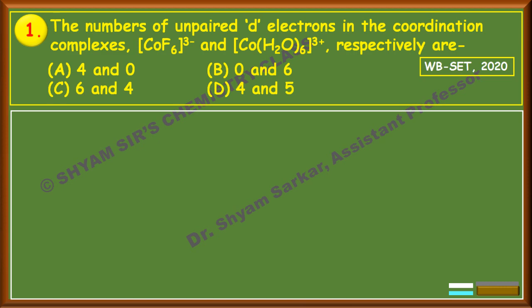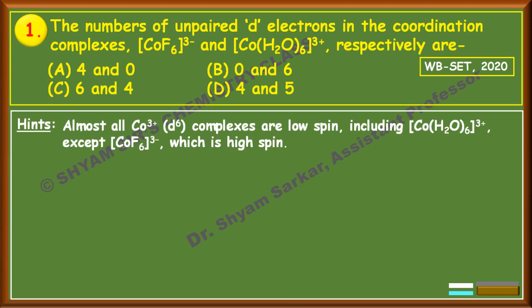The number of unpaired d electrons in the coordination complexes [CoF6]3- and [Co(H2O)6]3+ respectively are, and four options are given. You know that almost all cobalt 3 complexes are low spin in nature, including [Co(H2O)6]3+, except [CoF6]3- which is high spin. You should remember this, because wherever you find any question on cobalt 3 plus complexes, you have to remember this statement.